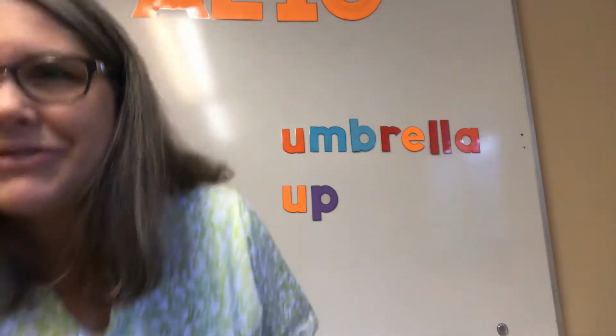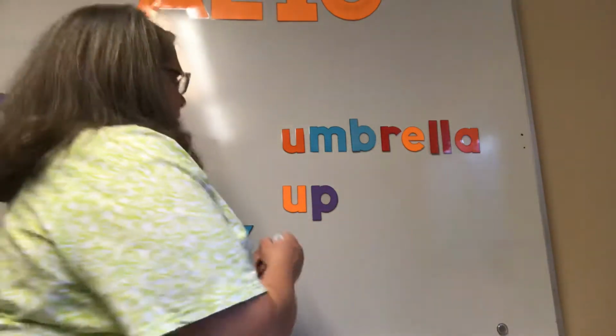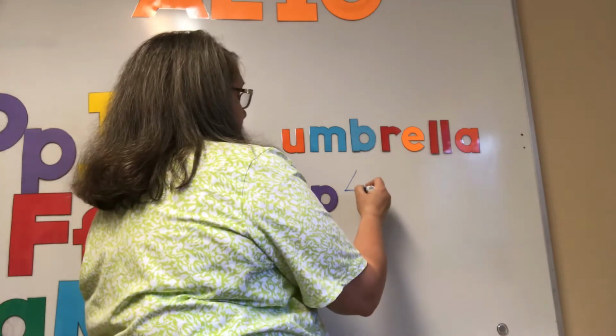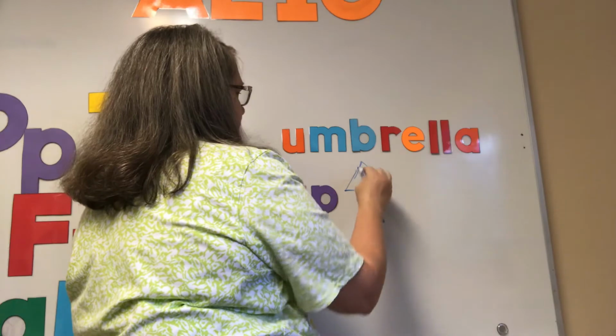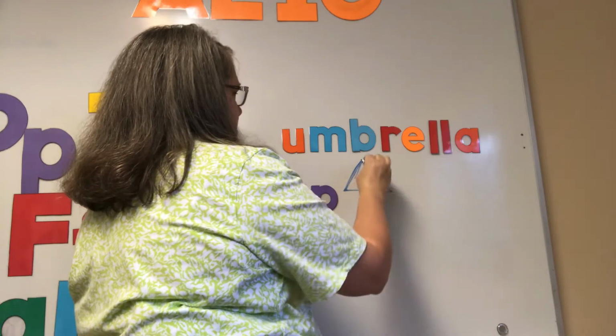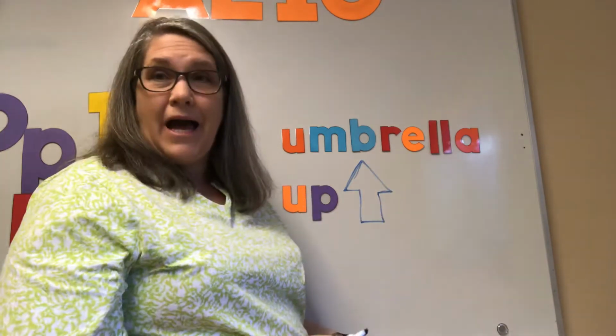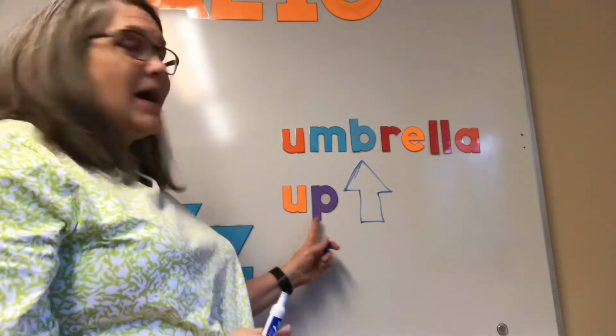You got it. Let me draw one picture for you. Now this is an arrow, does not start with U. But which way is the arrow pointing? Up. So that is this word, up.